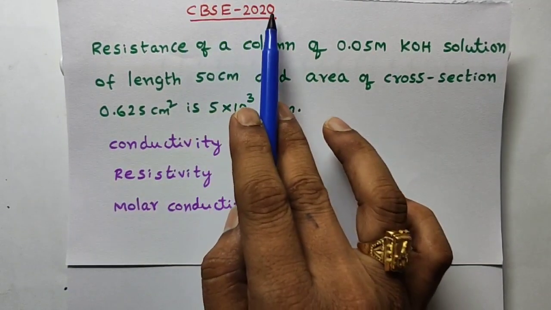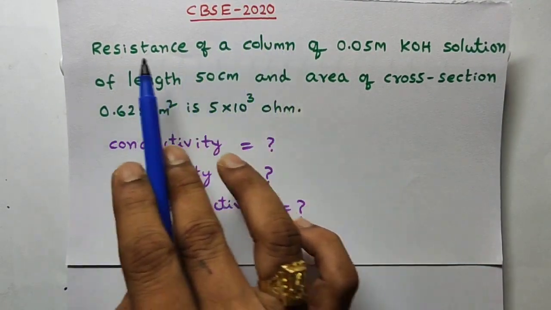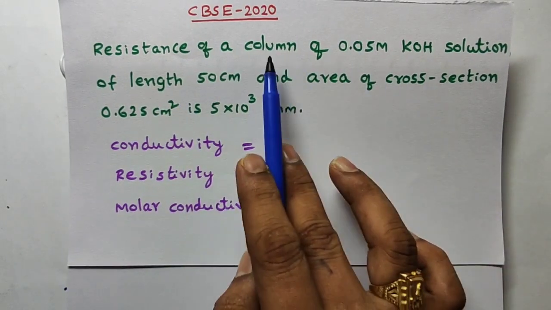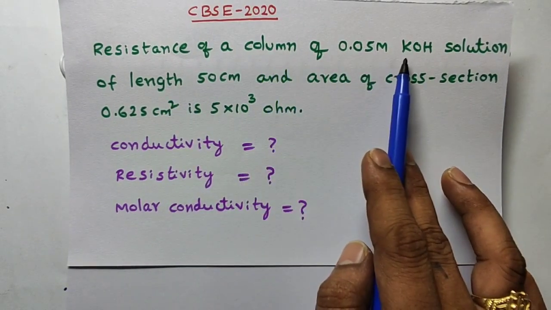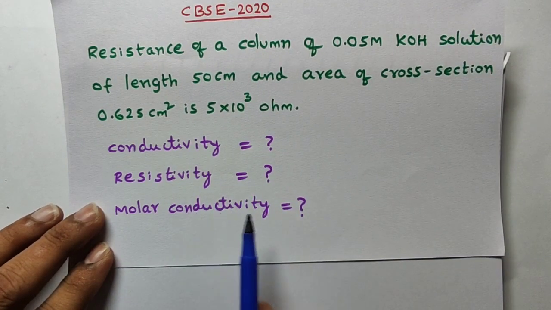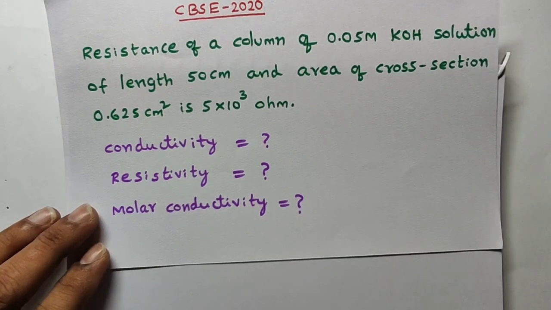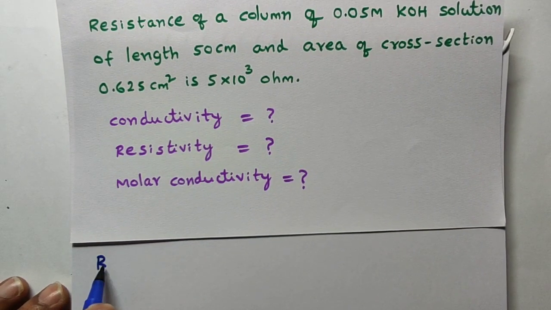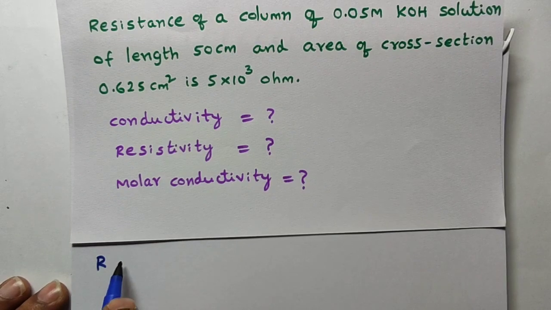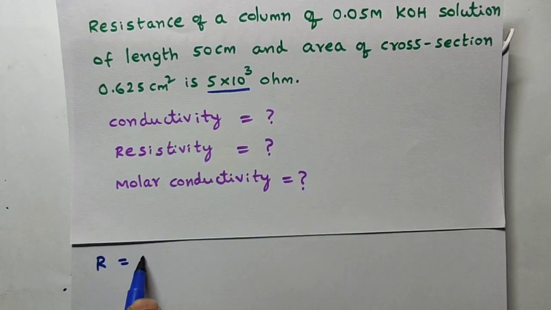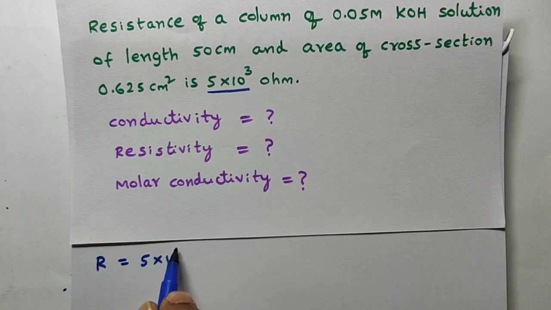Next question, CBSE 2020. Here a resistance is given. Next, the length and area of cross section of the column are also given, and the concentration is given. We have to find the conductivity, resistivity and molar conductivity. Okay, first of all, here, what is the resistance given? Resistance R equals 5 into 10 power 3 ohm.